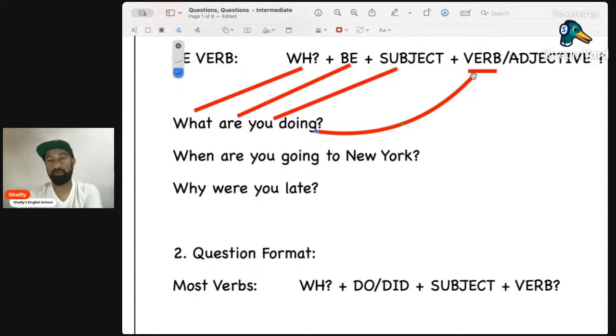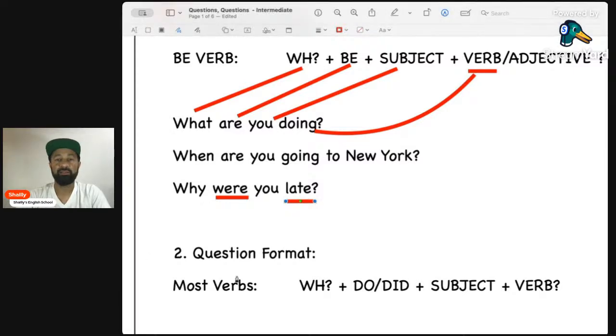Two other examples are, when are you going to New York? And then, why were you late? Notice this is the past tense of the verb, and we're finishing it with an adjective in this situation. But the pattern is the same. It's following that same pattern.